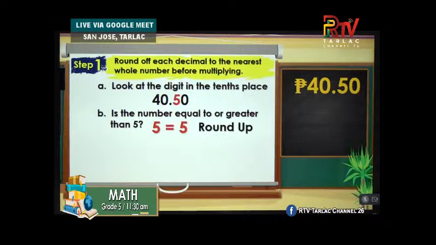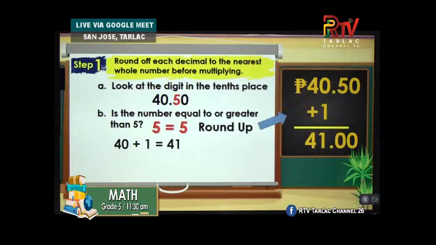So, round up to the nearest whole number by adding 1 to the rounding digit. That becomes 40 plus 1 is equal to 41. Lastly, drop all the digits after the digit of the rounding place. Therefore, 40 pesos and 50 centavos is estimated to 41.